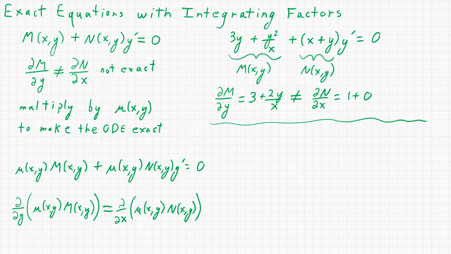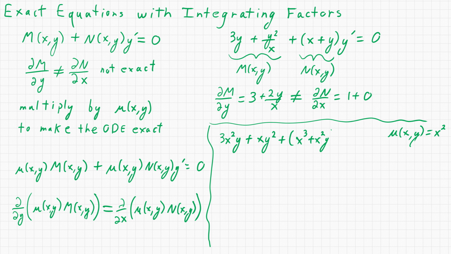So what if instead I use this mu, mu equals x squared? Now let's multiply the entire equation by x squared. I'll end up with 3x squared y plus, y squared over x times x squared, that will be xy squared, plus x times x squared, that's x cubed, and then y times x squared, so plus x squared y, times y' equals 0. 0 times anything is still 0.